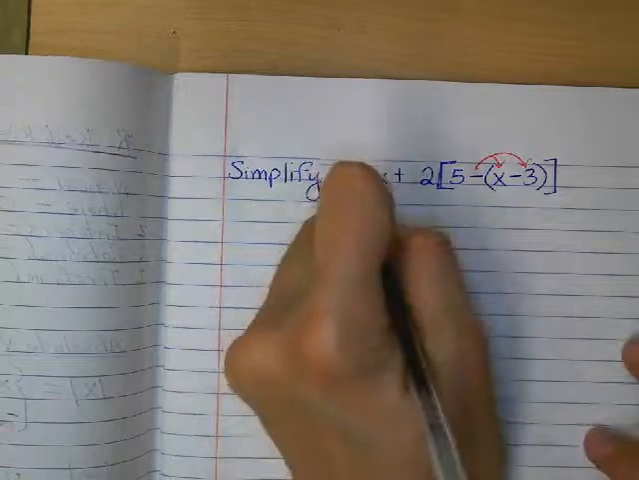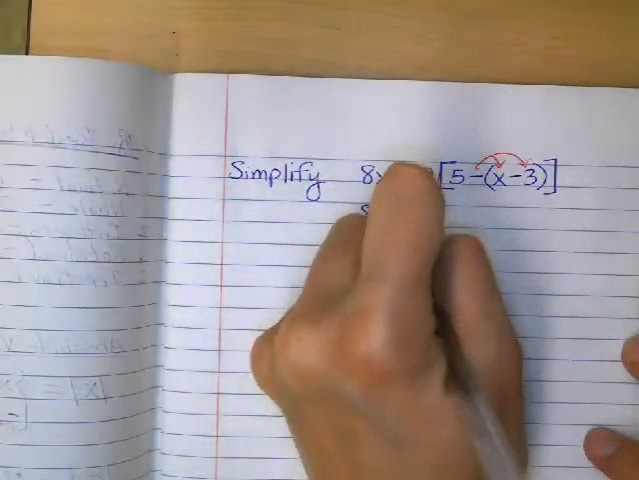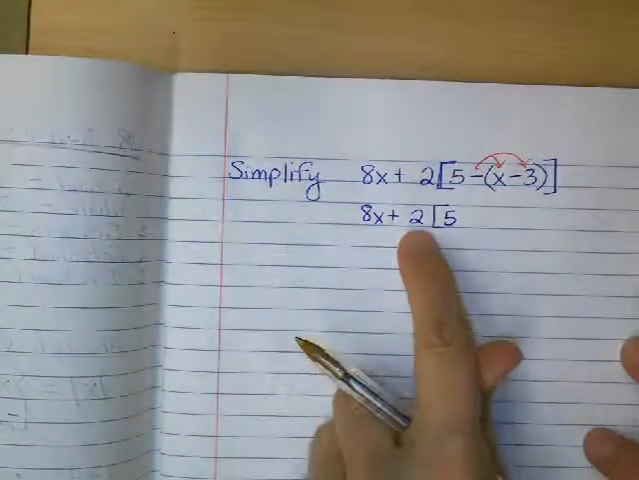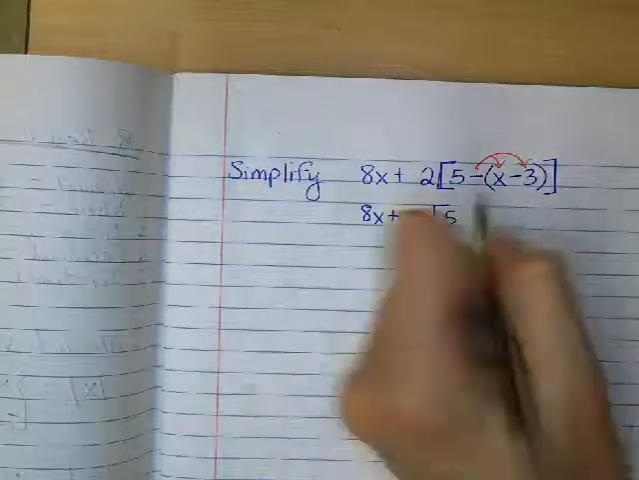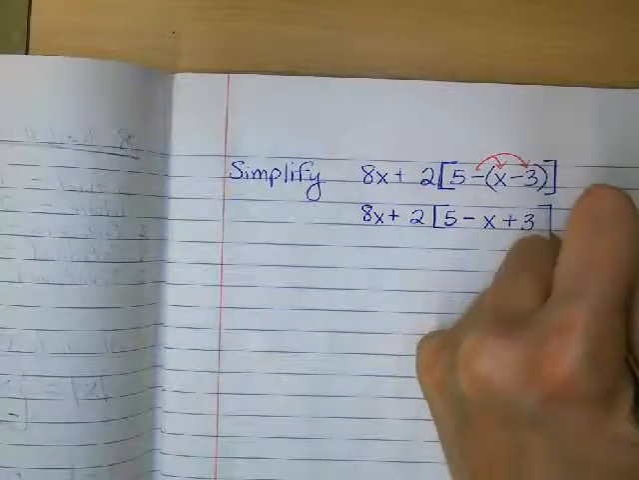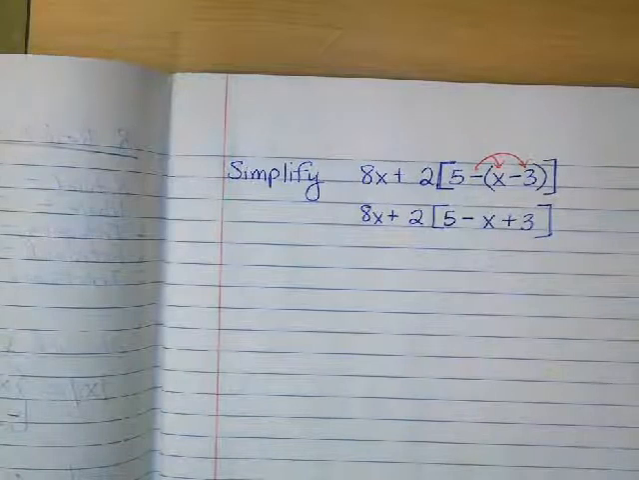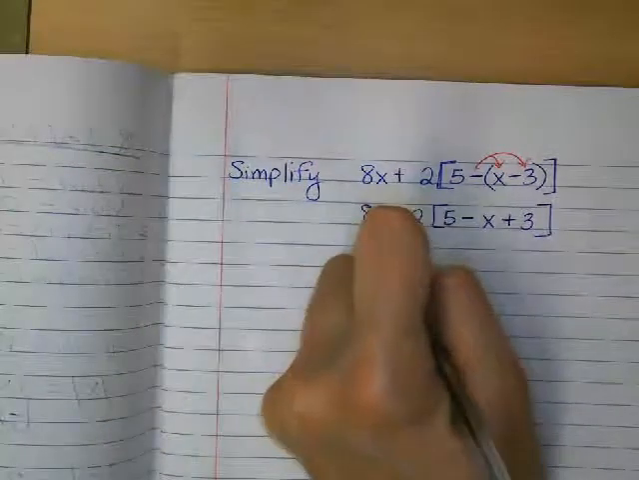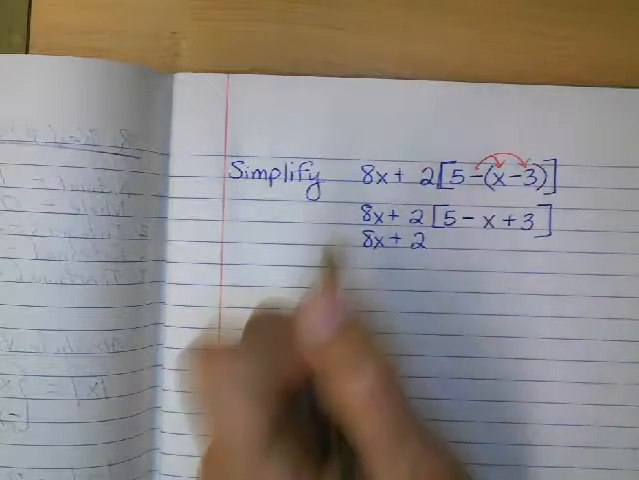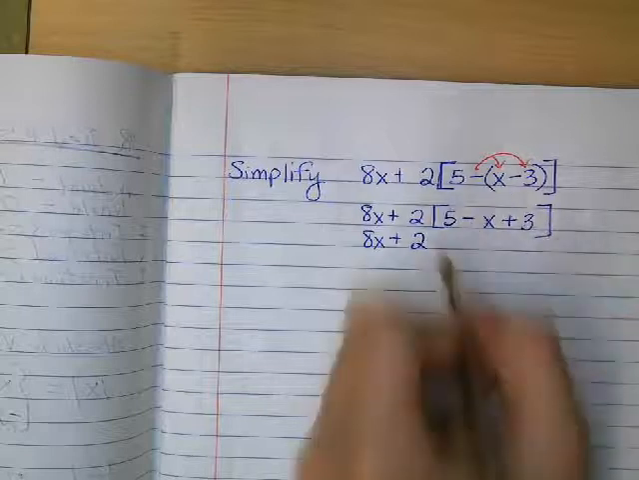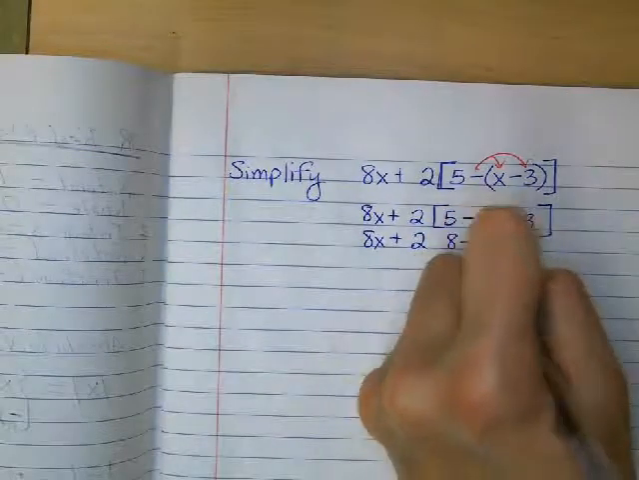So it still says 8x. I'm still writing all the 8x and the 2 and the 5. Those don't change yet. So distribute, you get negative x plus 3. Then you can do what? Add like terms, yeah. Like in here, you could add the 5 and the 3 together. So you'd have 8 minus x.